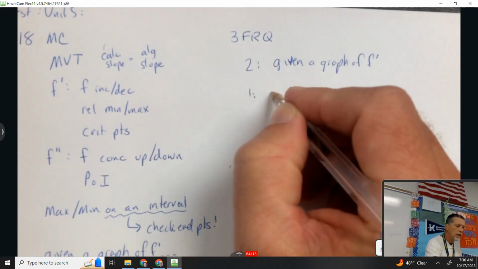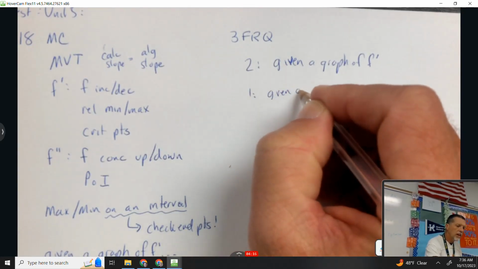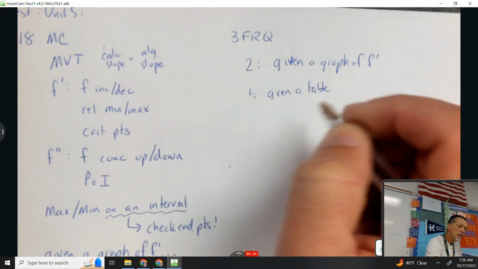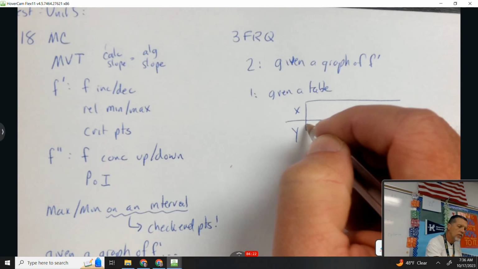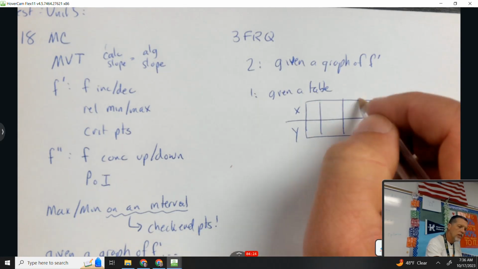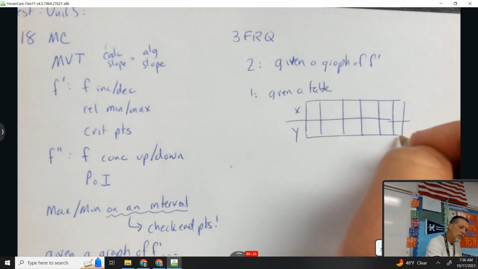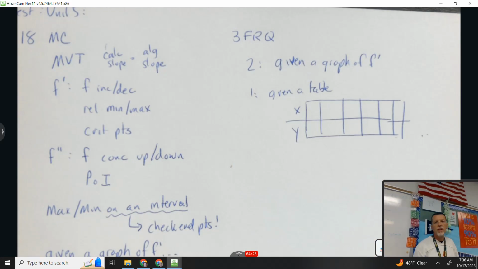And then one of them is given a table of basically x values and y values. And I'll just stop there on that. You could approximate slope, you could do mean value theorem, you could do intermediate value theorem. There's a lot of different things you could do if we give you a table.